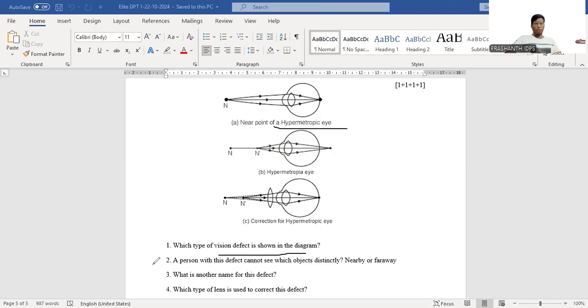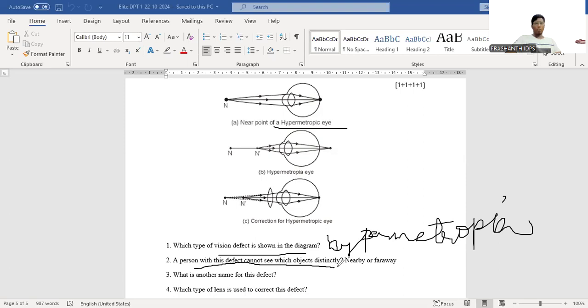There are different names. Okay, so the type of defect is hypermetropia, H-Y-P-E-R, METROPIA. This is the answer. Next one, a person with this defect cannot see which objects distinctly. He can't see nearby, but he can see far away. Okay, what is another name of this defect? Another name is hyperopia, or another name, far-sightedness. We can also call it far-sightedness.